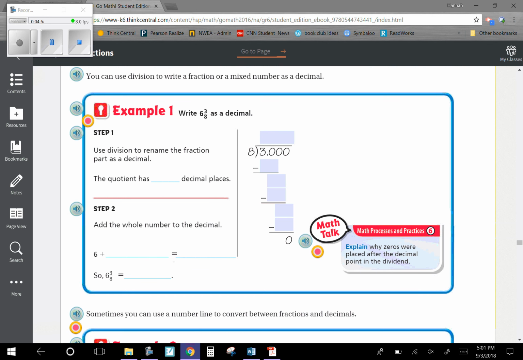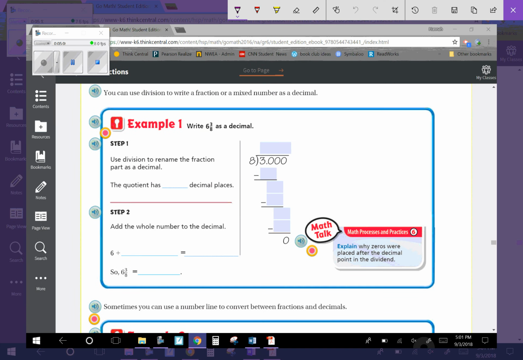Look at example 1. It says you can use division to write a fraction or a mixed number as a decimal. So we just converted decimals to fractions, and now this is going to explain to us how to use a fraction and turn it into a decimal. It says, write 6 3/8 as a decimal. Step 1 is to use division to rename the fraction part as a decimal. So we're going to take the numerator divided by the denominator.